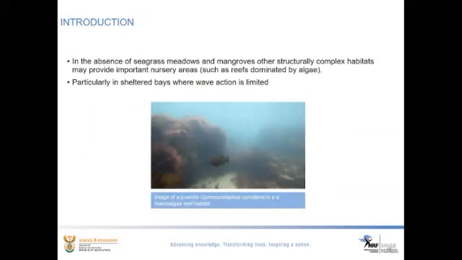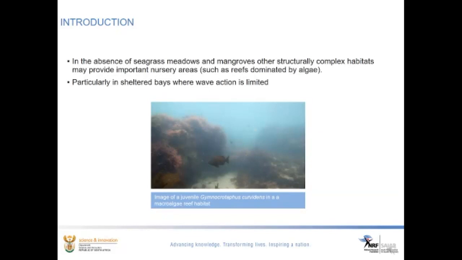In the absence of seagrass meadows and mangroves, other structurally complex habitats in the nearshore may provide important nursery areas for juvenile fish in temperate nearshore areas, particularly in sheltered bays where wave action is reduced. Less attention has focused on the relationship between structural complexity and nursery provision for coastal fishes in the nearshore marine environment in South Africa.